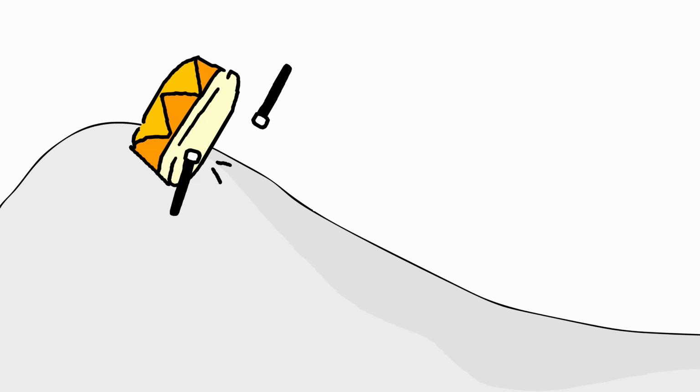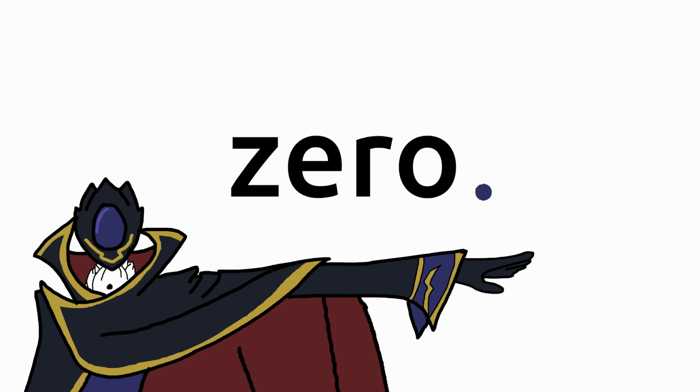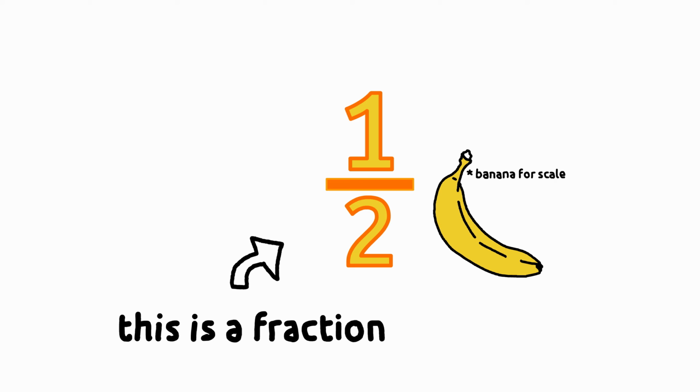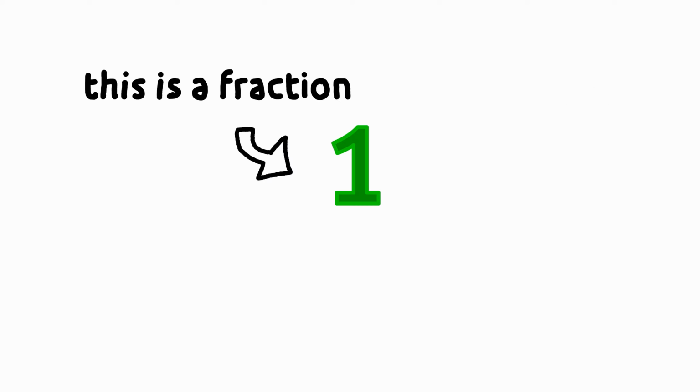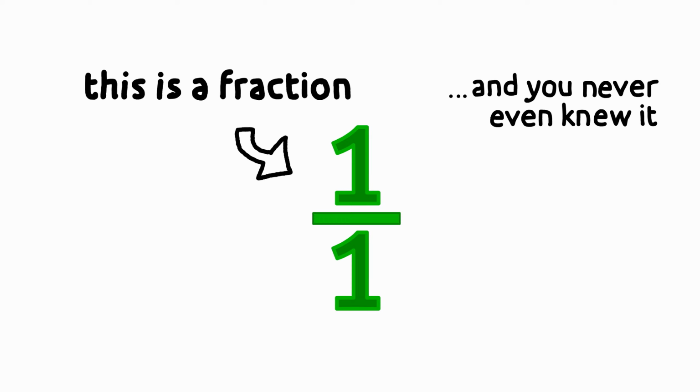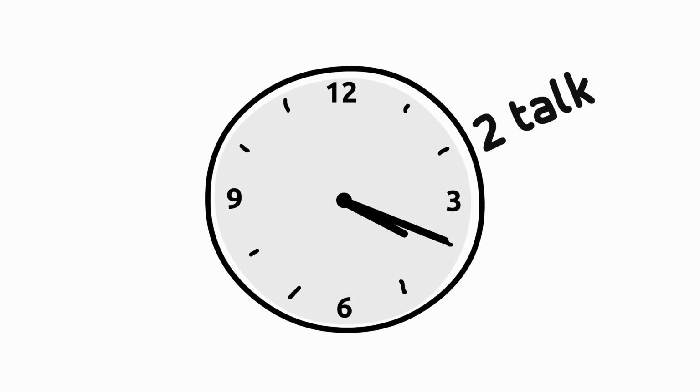Drumroll, please. 0. Anyways, this is a fraction. This is a fraction. This is a fraction, and you never even knew it. What? Yeah, it's 1 over 1, dummy. Anyways, time to talk about how this all works.